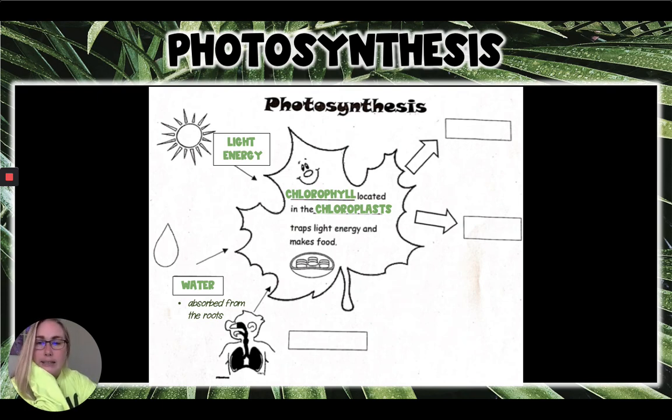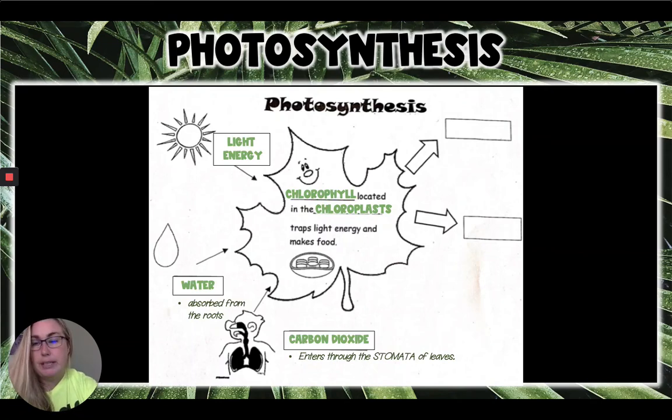And then the last ingredient that these plants need to undergo photosynthesis is, that's right, carbon dioxide. And just some notes about that. First of all, it enters through the stomata of leaves. Again, that isn't a word you will probably come across this week, so make sure you have it written down. And CO2, which is carbon dioxide, is what animals like us exhale.